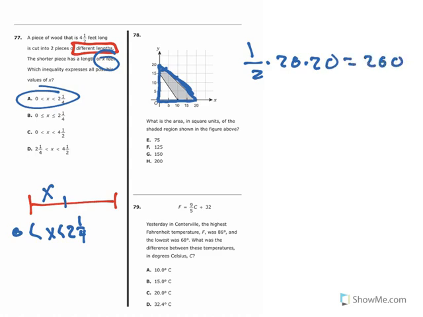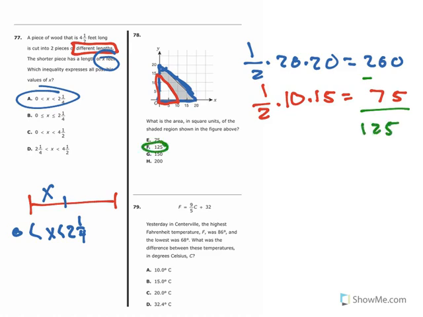That's going to be the area of the large one. I've got here, this little triangle here, that's half times my base of 10 times my height of 15. That's going to be my small one. Subtracting them is going to give me the difference, which is going to be 125, right? That one was pretty straightforward.